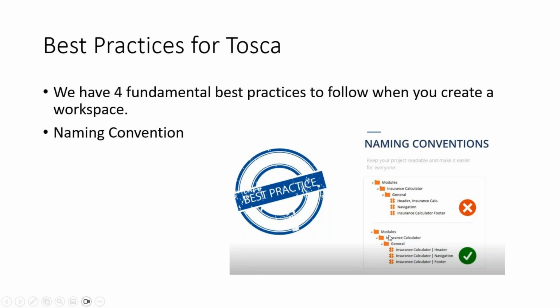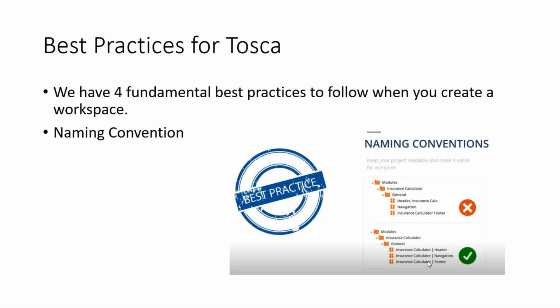So when you see this folder structure, you can understand, okay, insurance calculator is the one folder, a page that I'm working on. Under that you have another page called general. So under general, whatever you are doing, this is a header section that you have scanned, and this is the navigation pane you have scanned, and this is the footer section. So this is the best practice of the naming convention. It is readable, it is understandable.